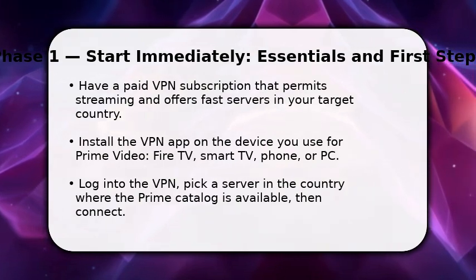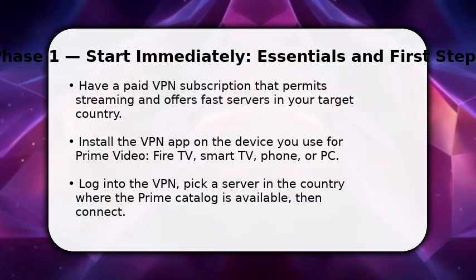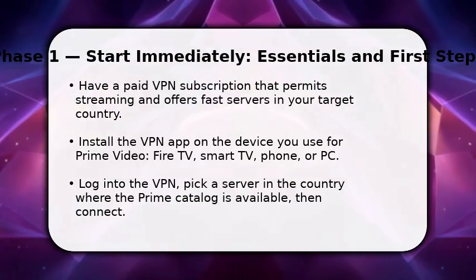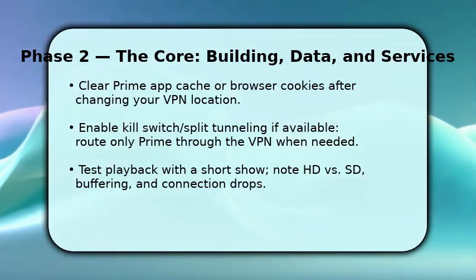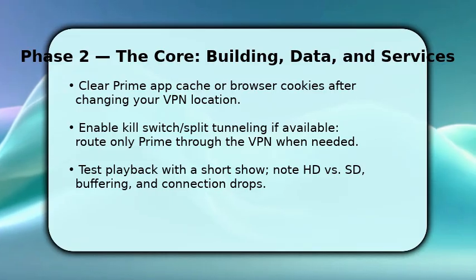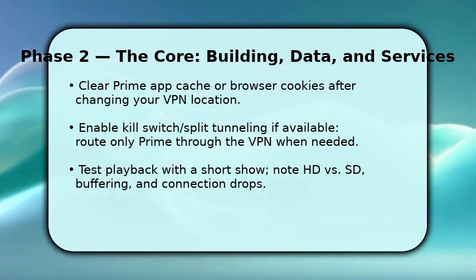Once you've connected the VPN, clear Prime's cache or browser cookies so the service detects your new IP. Then, adjust VPN settings. Enable kill switch to prevent leaks and consider split tunneling to route only Prime traffic through the VPN for performance. Now open Prime Video and play a short clip.